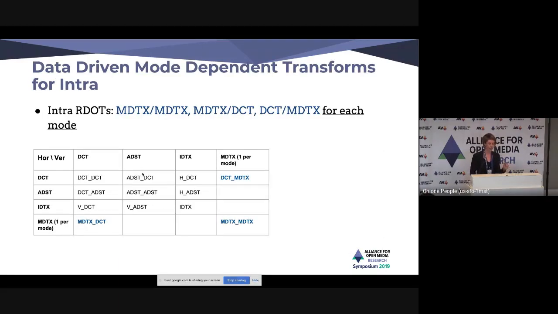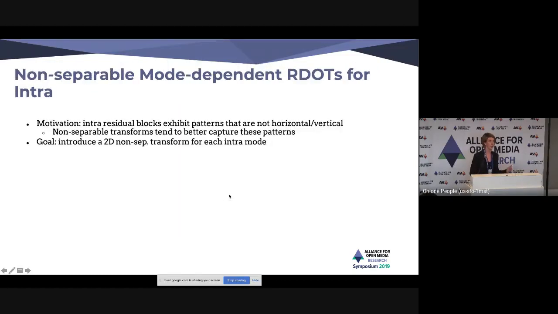Intra is slightly different. We have combinations of MDTX and DCT, and these are going to be mode dependent. So these 3 transforms are added for each intra mode. This is what's available for intra right now. These ones are the original ones from AV1. They're not mode dependent, and then these 3 are implemented for each mode.